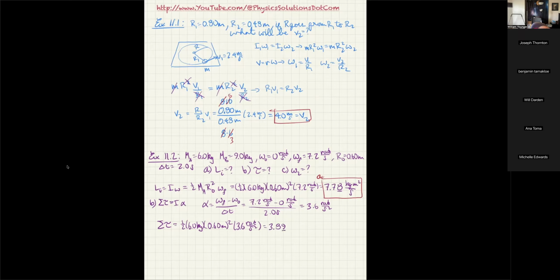So this gives me 3.89, and that unit comes out to be kilogram meter squared per second squared, which is a Newton meter, or as your book calls it, a meter Newton, and that is equal to the torque. So that's our answer to part B. Anybody have any questions regarding that?